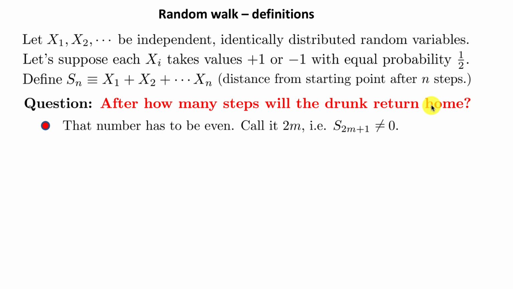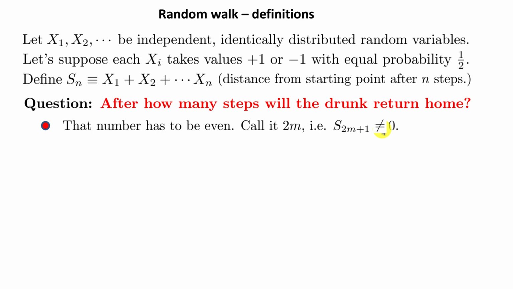First, that number has to be even. He could be 2 units to the right or 2 units to the left, or he could be back home. But after 3 steps, he definitely cannot be at home. He's either to the right or to the left. So this number has to be even, therefore we are going to call it 2 times m. In other words, the sum for an odd number of steps can never vanish.